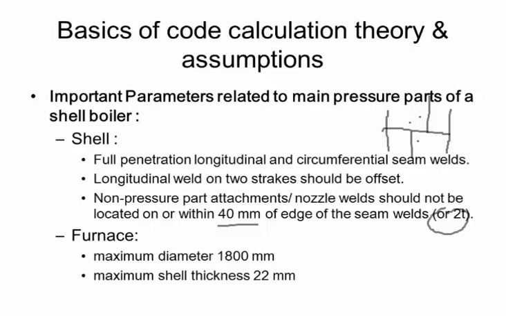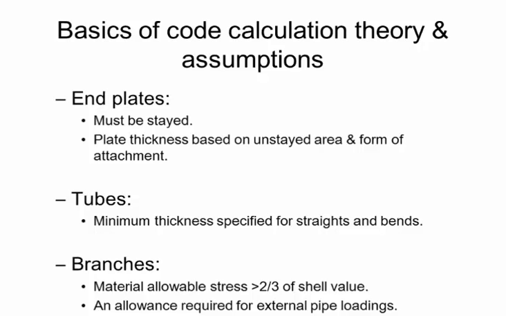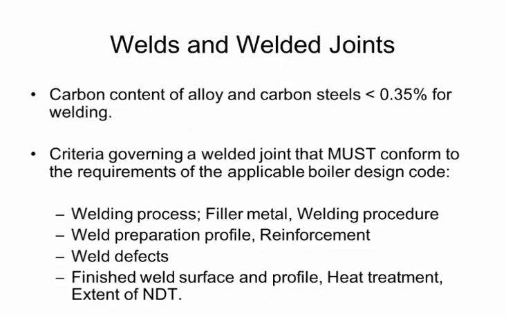Furnace, the maximum diameter is 1800 millimeters, and the maximum shell thickness is 22 millimeters. The end plates must be stayed. The plate thickness is based on unstayed area and form of attachment. Tubes, the minimum thickness specified for straights and bends. And remember, we are looking at the code calculation theory. Branches, material allowable stress is 2/3 of the shell value. And allowance required for external pipe loadings as well needs to be catered for.